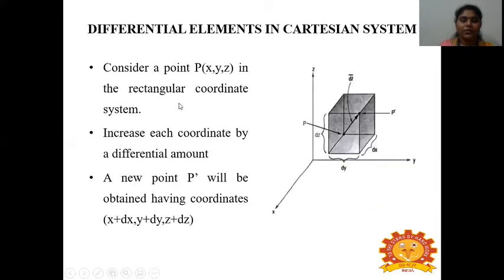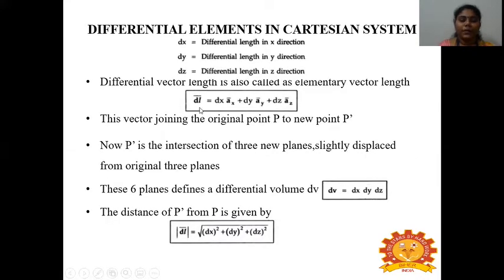If we subtract these two, that is x plus dx, y plus dy, z plus dz, from x, y, z: x will get cancelled, remaining only dx; y will be cancelled, remaining dy; and z will be cancelled, remaining dz. So the differential vector length is obtained by subtracting P dash minus P. So dx into ax vector plus dy into ay vector plus dz into az vector is the differential vector length. This vector joins the original point P to the new point P dash.